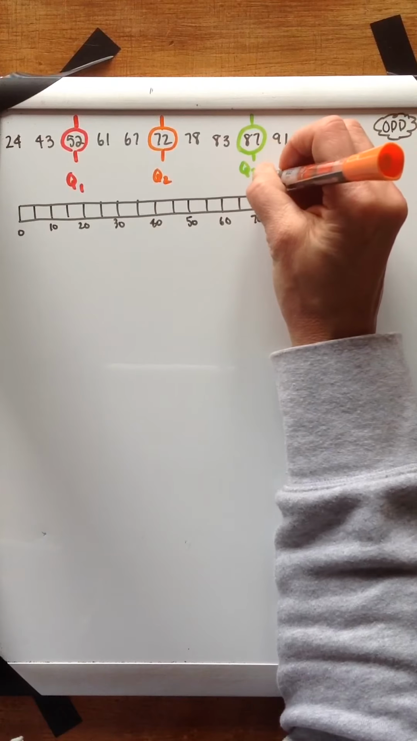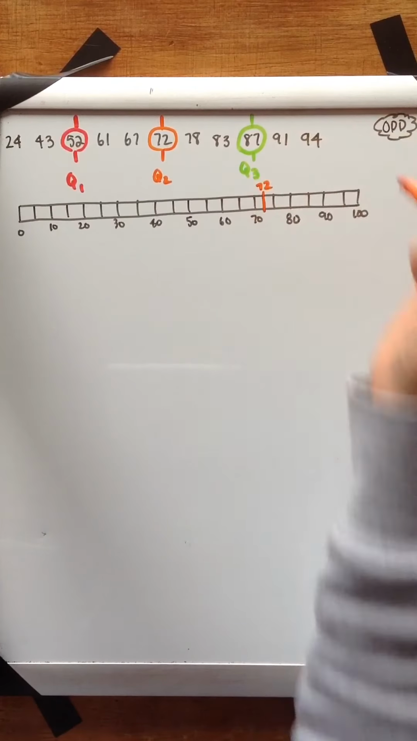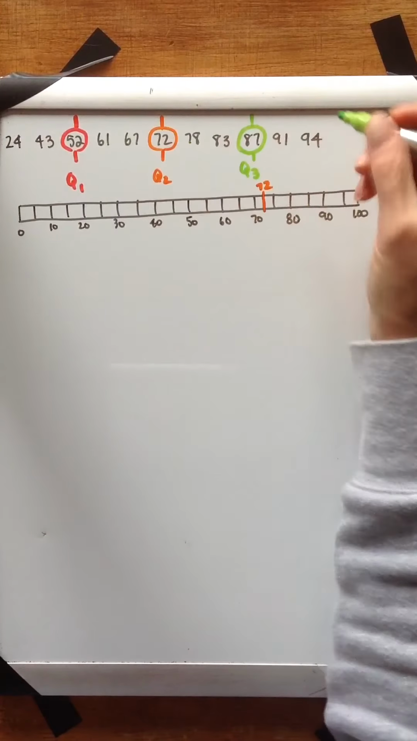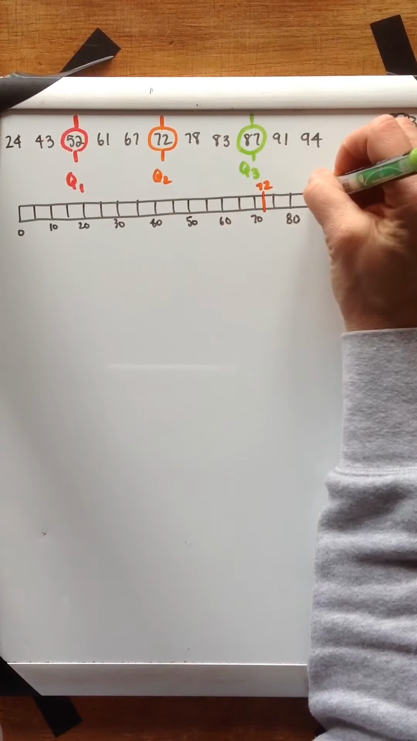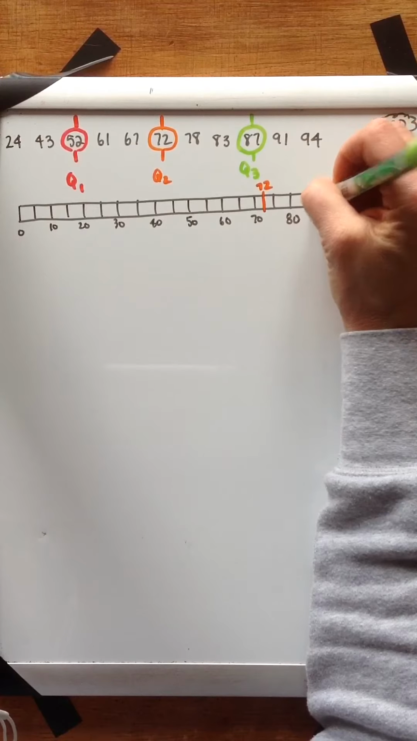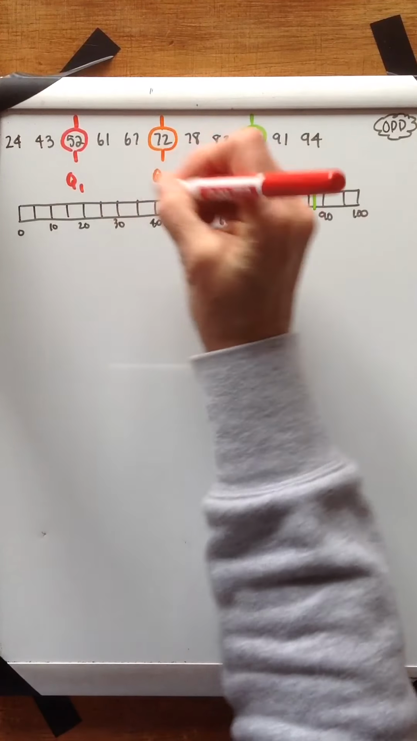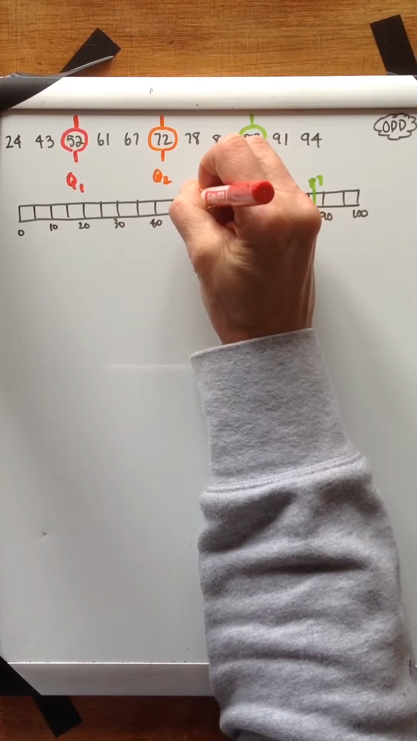And if I want to be explicit to the reader of what that value is, I could put it up above if I wanted to. I'm going to do the same thing for the other two points, for Q3 and Q1. 87 will be a little bit past 85. And Q1 will be a little bit past 50, but not quite 55 either.